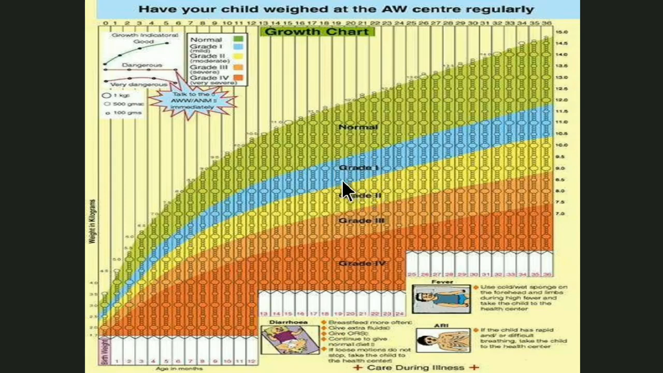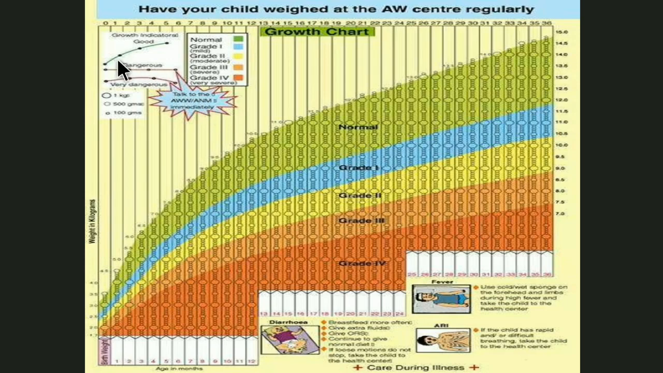If the child's growth falls into the yellow one, that means the child has grade 2 growth delay. If it falls into the orange one, then it is a grade 3 growth delay. And if it falls into the red zone, that means the highest level of growth delay is found in the child. So this is how the grading of growth delay is charted in this chart.